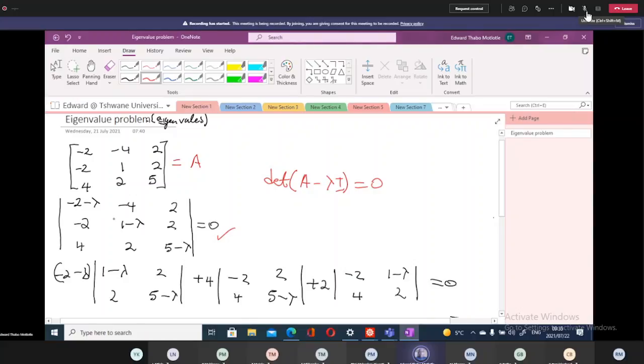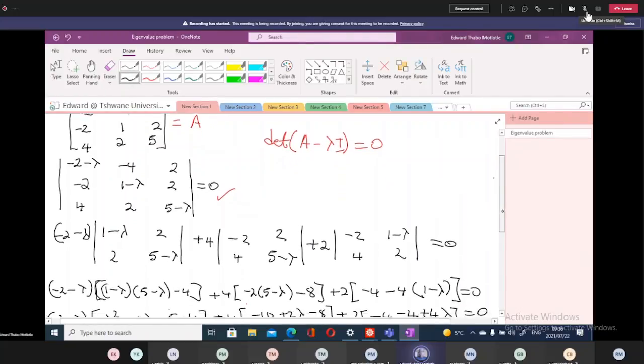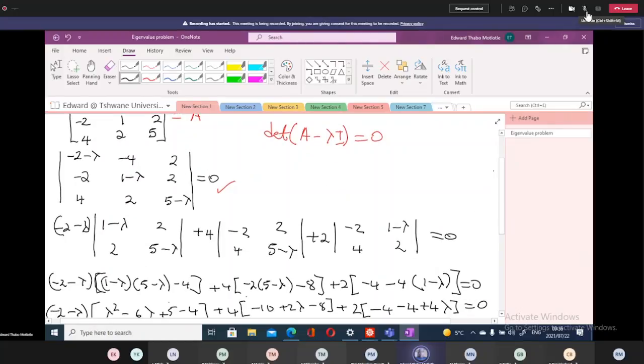Usually our lambda will be subtracted on the diagonal. I think now you are familiar with that. And the rest will remain the same. Immediately after that, you determine the determinant. You know how you hide. So I'll just show for the first one. This is how you hide.